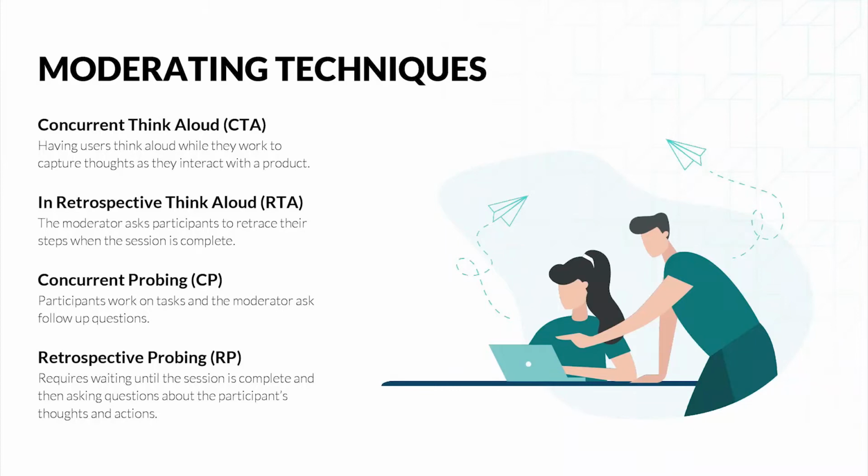And there are additional techniques like concurrent probing and retrospective probing, which again go towards during the studies and, of course, afterwards. But the difference is that we are going to ask the participants when something interesting happens. So we have follow-up questions, trying to understand what is going on right now without interrupting their work by making them explain what they are doing. So it's just about asking them if something interesting happens.